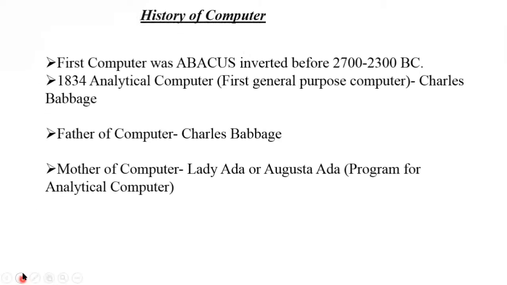Now let's learn the history of the computer. The first computer was the abacus. You all have, I think, learned about the abacus. It was invented 2000, 3000 years before. But the first general purpose computer which we can use for our daily use was the analytical computer, and it was generated in 1834. This computer was invented by Charles Babbage. So Charles Babbage is known as the father of the computer.